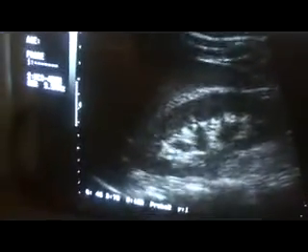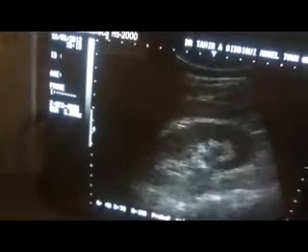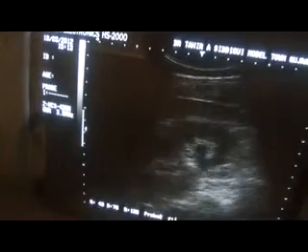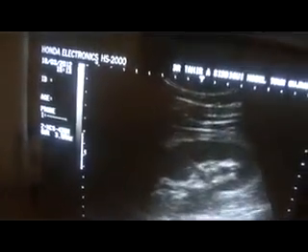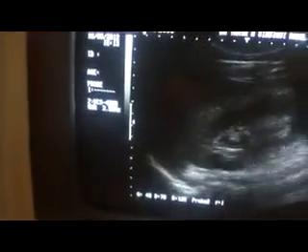Here it becomes more clear when the patient is asked to turn to the left lateral decubitus posture. Now these are the dilated calyces. These are minimal dilated calyces, and this is the proximal ureter.